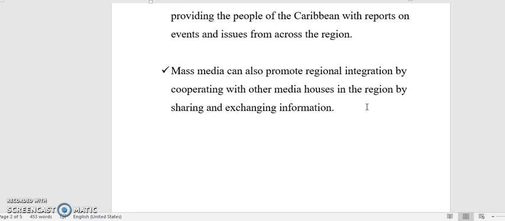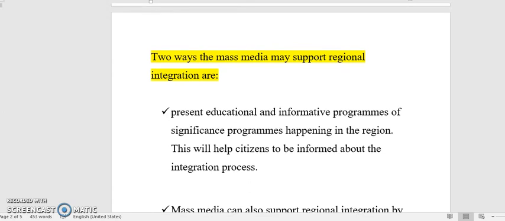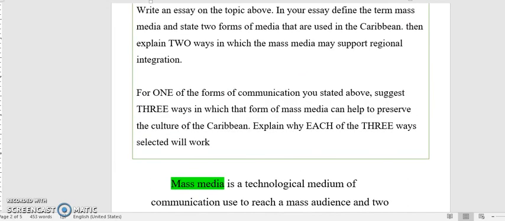So something is happening in Trinidad and Tobago, the media house there could share that information with media houses in Jamaica, Montserrat, Guyana, etc. And this is my second paragraph. So we're writing our essay. All right, let us go up to the other question.